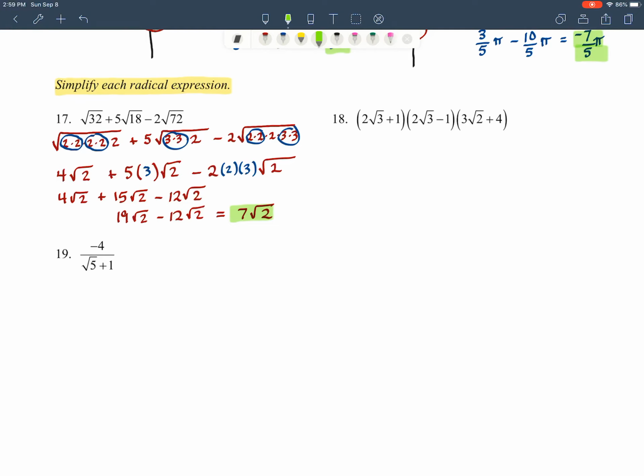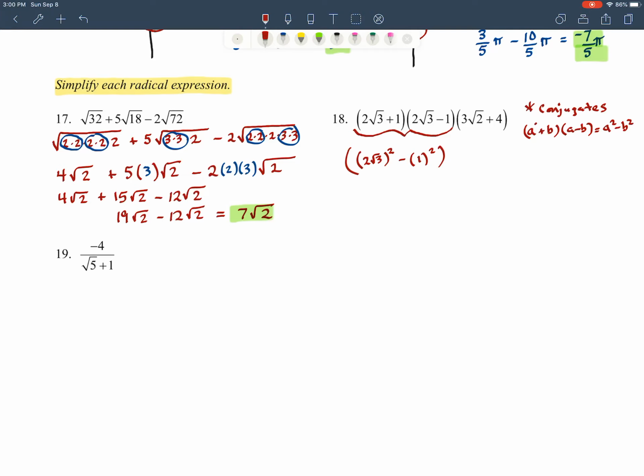For number 18, we're multiplying binomials here. So when we look at those binomials, remember, order doesn't matter when you're multiplying, but it may make things easier if we look at multiplying these first two. So we've got a 2 radical 3 plus 1 and a 2 radical 3 minus 1. Those are what we refer to as conjugates. They're going to follow that pattern of a difference of squares, where an a plus b times an a minus b gives us a squared minus b squared. So as we do this here, I should have a 2 radical 3 squared minus a 1 squared when I multiply those together.